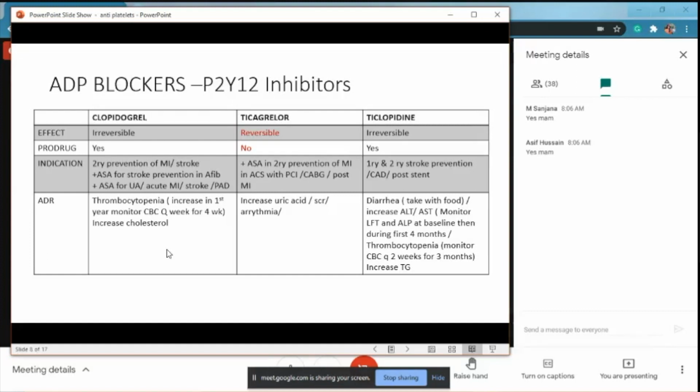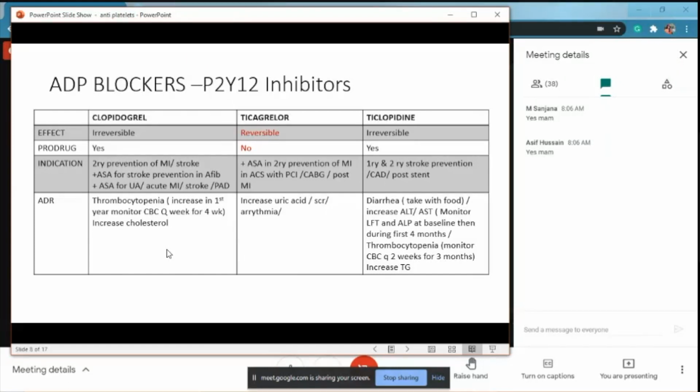Let's have a look at the indications here. Clopidogrel is used in the secondary prevention of myocardial infarction and stroke. Again, the first choice is always aspirin. We use aspirin as the first choice. The patient who cannot tolerate aspirin, we give clopidogrel.